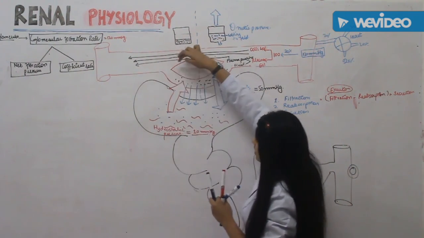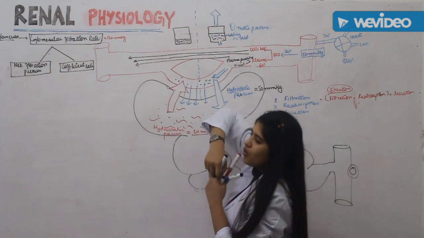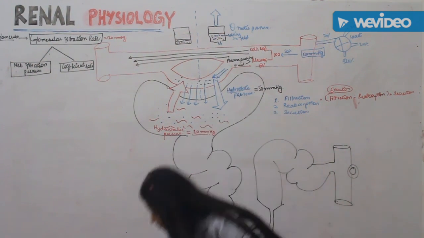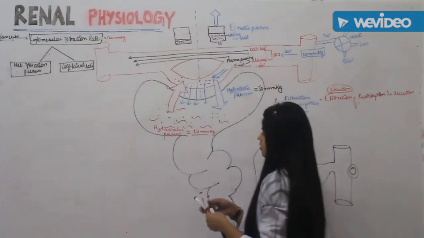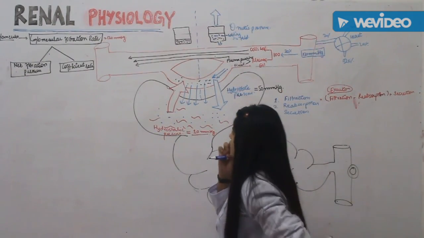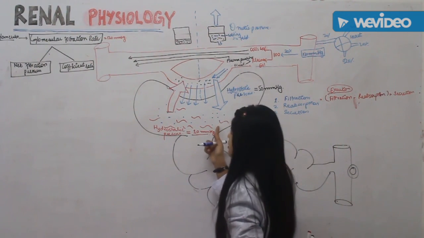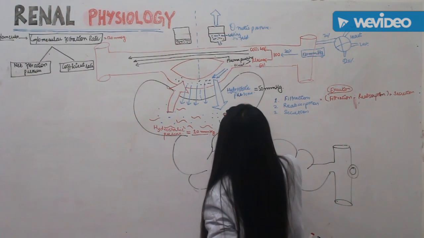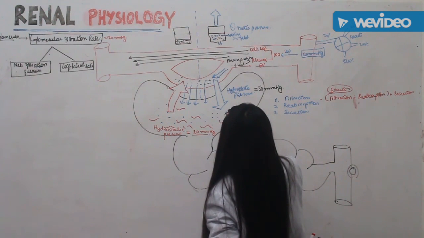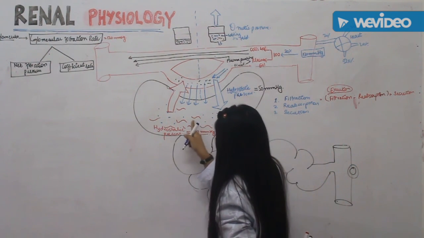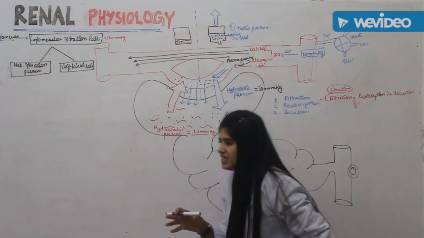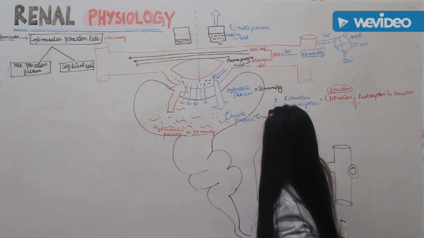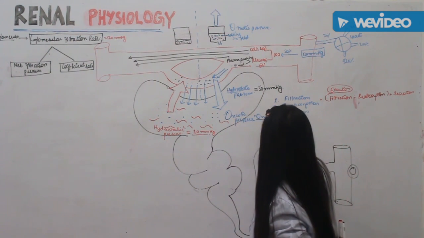So on this side there is also oncotic pressure. But isn't oncotic pressure present inside Bowman's capsule? There is oncotic pressure present over there, but this is equal to 0. Why? Any idea? Any guesses?